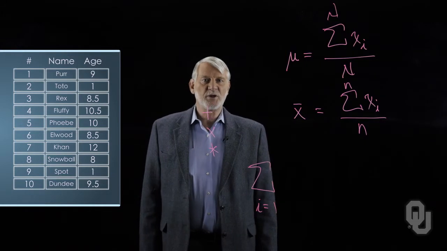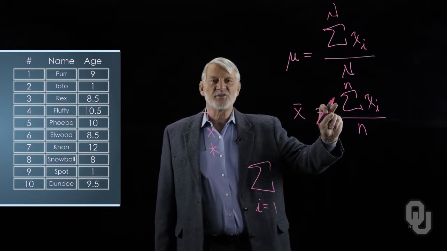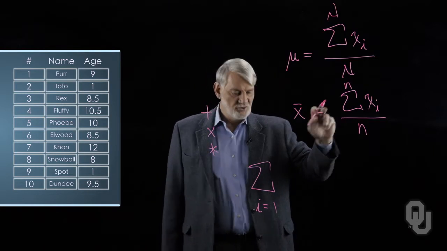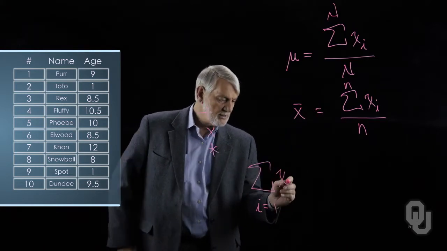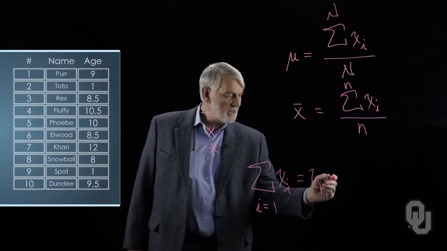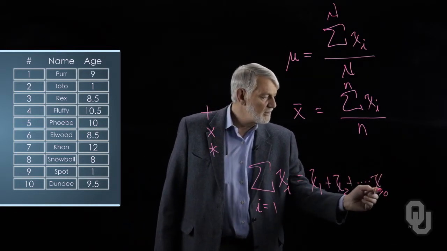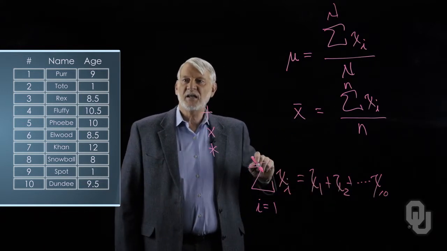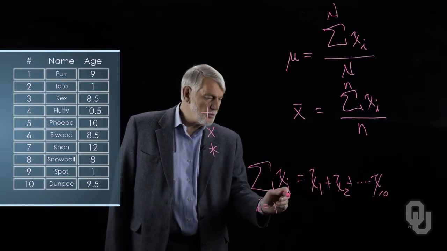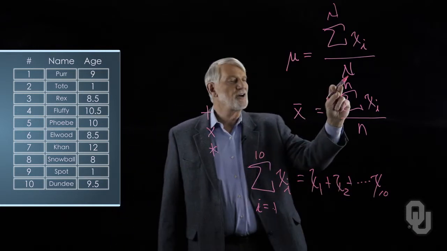To calculate the mean, we are told by the formula here that we are supposed to add up all of these numbers, the ages in this case, and divide by the number of animals, that is to say, the 10 animals. So in this case, here's x_i, and we're told to get x1, that's for Purr, x2, that's Toto, and so on until we get to x10, and that's for Dundee. And Dundee is a 9.5-year-old dog. Now, the indexing is from i equals 1, here's the 1, until we get to the end, which in this case is 10, because there's 10 here.